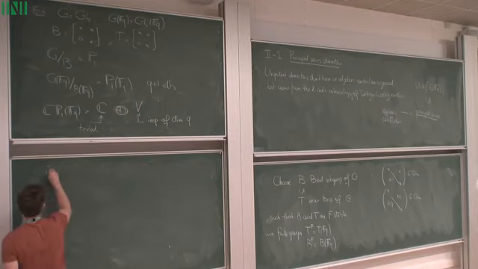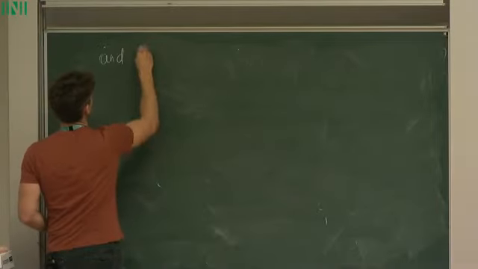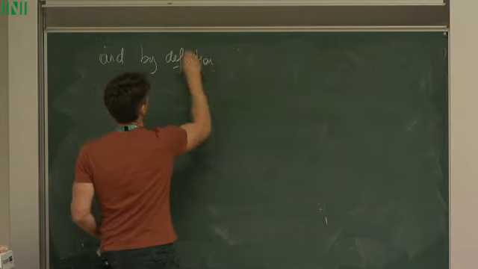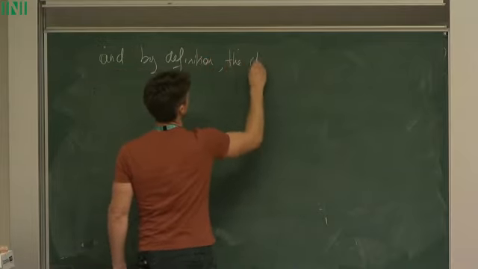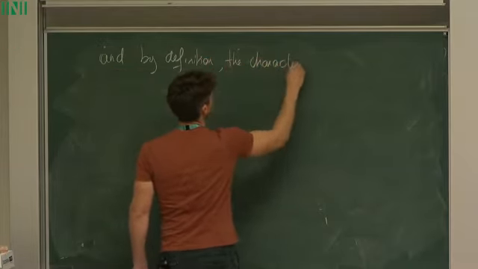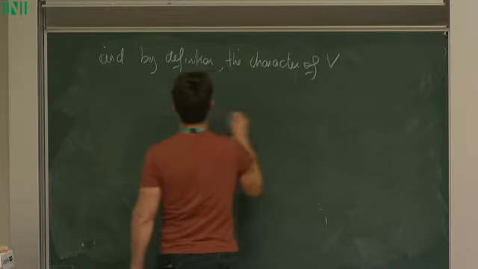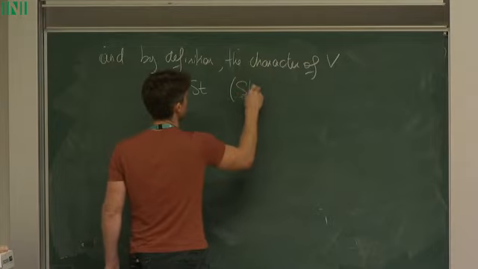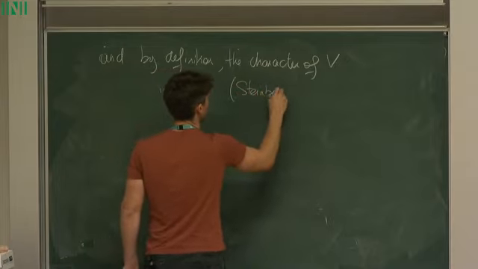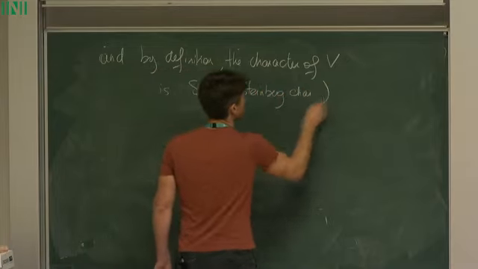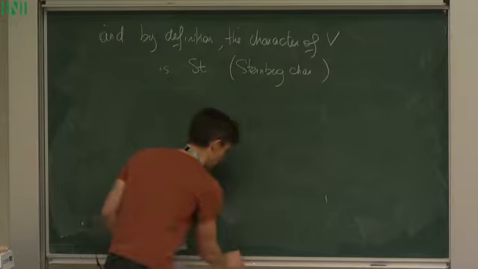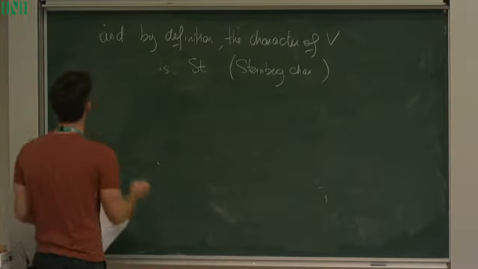And by definition, the character of V is denoted by ST, the Steinberg character. So V is just the Steinberg representation of GL2. All right, so that's in this very elementary example. I can do more generally.